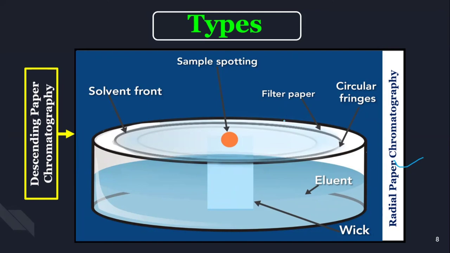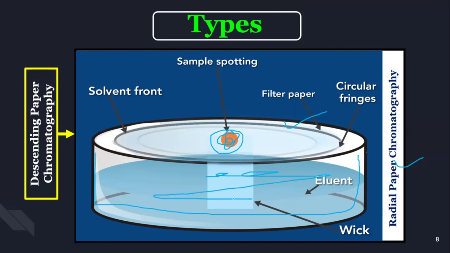Here a circular filter paper is taken, and then the sample is applied at the center of the paper. You can see this dot. So here we apply the sample exactly at the center, and then after drying, this spot of the filter paper is tied horizontally on a shallow chamber. These are the chamber body you can see from the bottom. We tie it horizontally on a shallow chamber containing the solvent; the blue color you see is the solvent, okay.